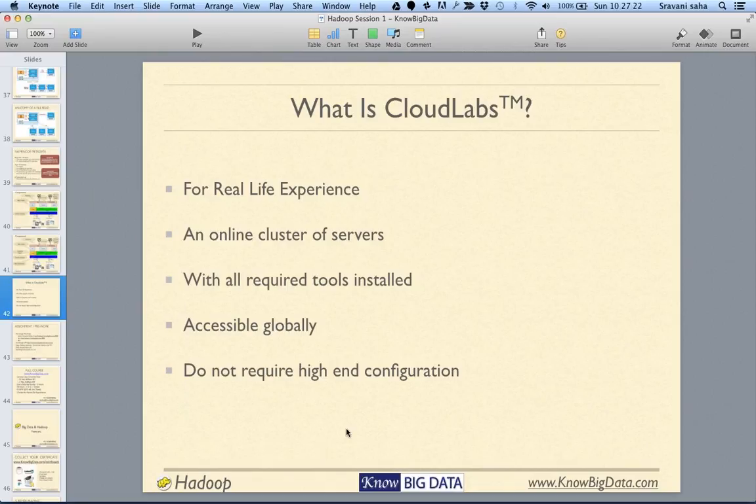This is important because, as we talked about, all of these technologies are for distributed computing. Okay, these technologies are for distributed computing. Therefore, it is important to have an online cluster of servers. You should know how it happens in the real world. Okay, therefore that is the motivation behind setting up Cloud Labs. Okay, and you can access our Cloud Labs from anywhere in the world.